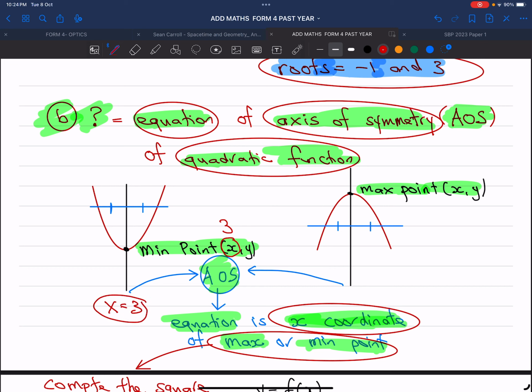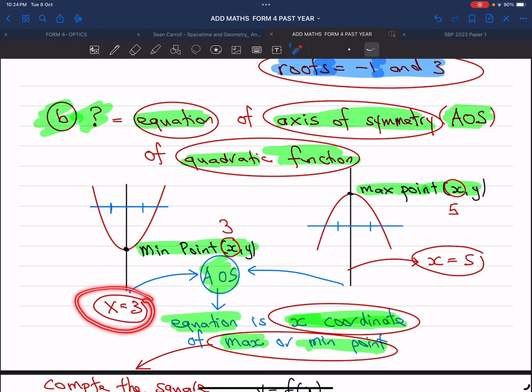Let us say the x coordinate is 5. That means the equation of the axis of symmetry is x equals 5. That is, the x coordinate of the minimum point is 3, so the equation of the axis of symmetry is 3. The x coordinate of the maximum point is 5, so the equation of the axis of symmetry is 5. These are just examples that I've done for you.